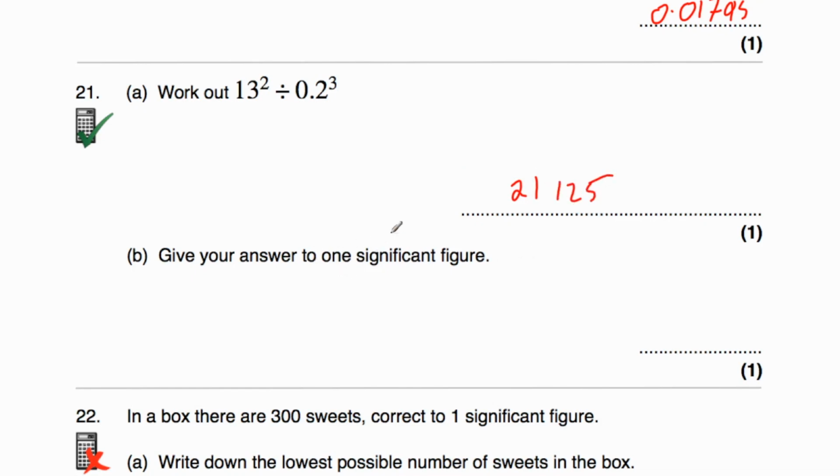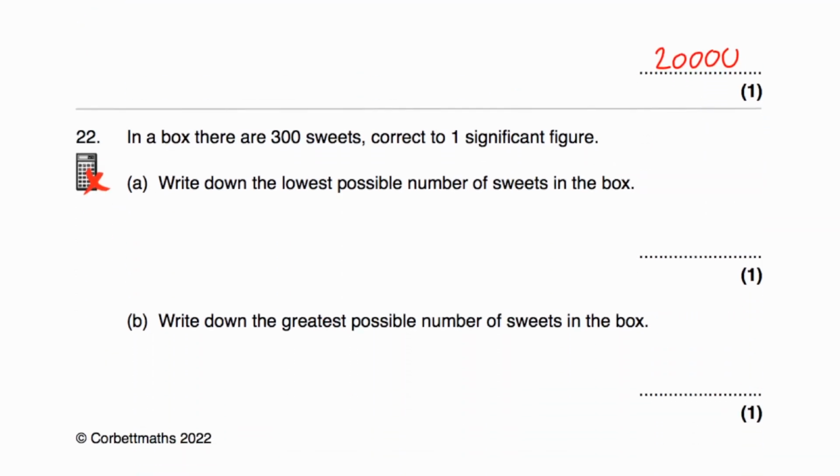And we've been asked to round our answer to one significant figure. So let's see if we're going to be 20,000 or 30,000. So the answer will be 20,000. And that's it. Okay, question 22.